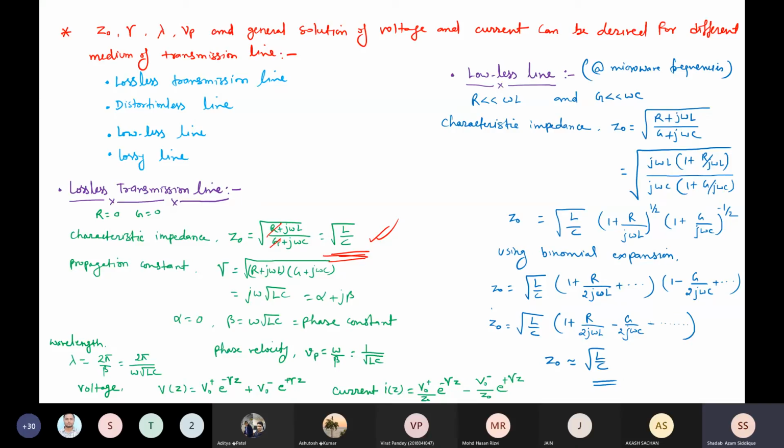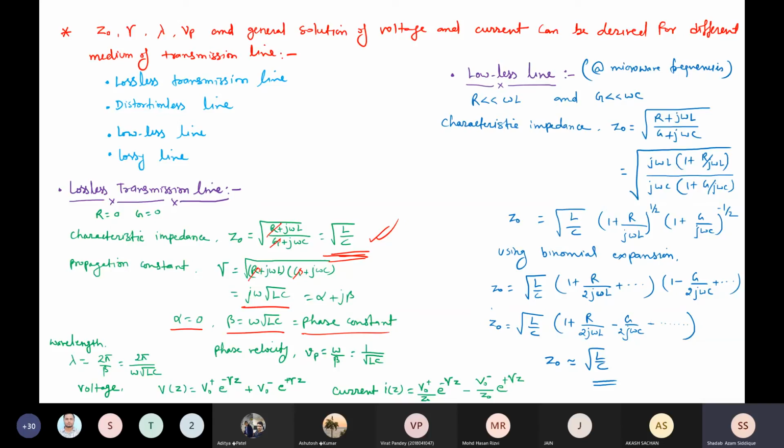Now similarly we have the propagation constant. Gamma is equal to the square root of R plus j omega L times G plus j omega C. If you take R equal to 0 and G equal to 0, j omega comes outside and we get the square root of LC. So gamma is j omega root LC. And we know gamma is equal to alpha plus j beta. That means alpha should be equal to 0 and beta will be omega root LC, that's called the phase constant. Alpha is nothing but the attenuation constant, so since this is a lossless transmission line, there should not be any attenuation at all.